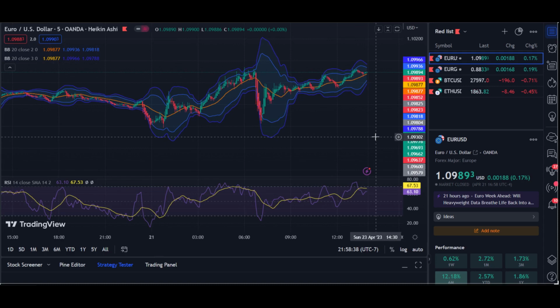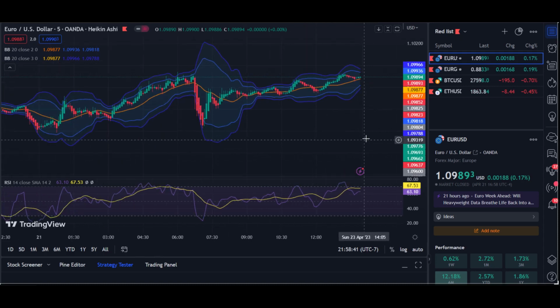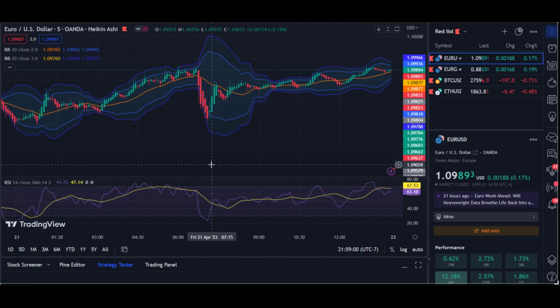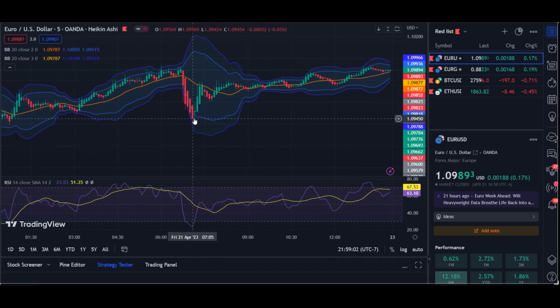All right, so now for the strategy. The first thing that we're going to look for is for the RSI to be below the 30 level for a potential buy signal. This is when it's oversold. As we can see, the position is oversold right here. The next thing that we're going to look for is for the bar to come outside of the first Bollinger Band, or the first line.